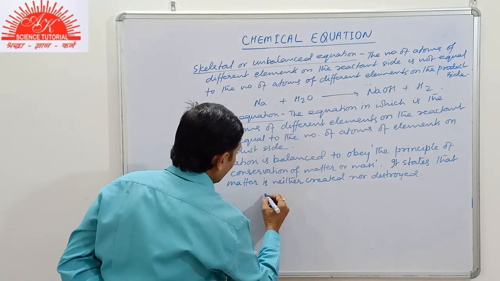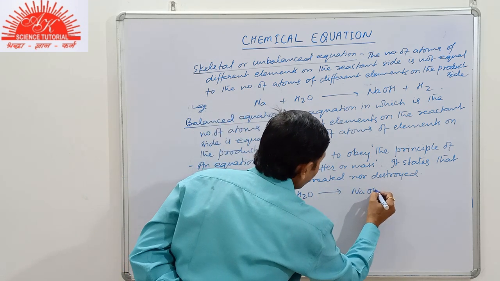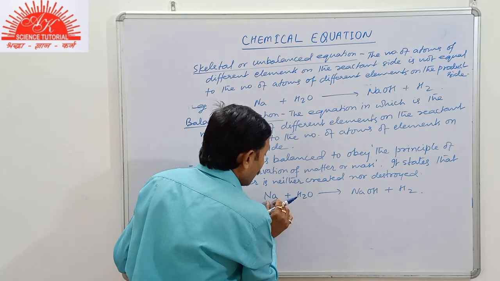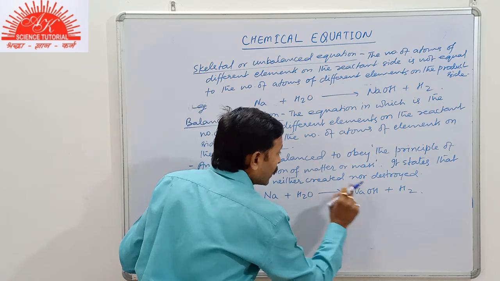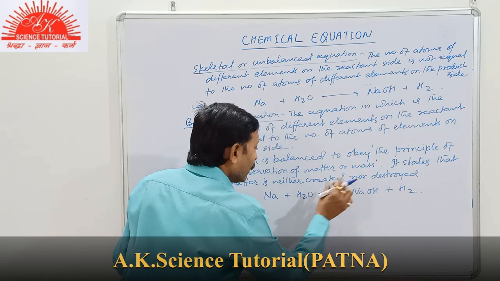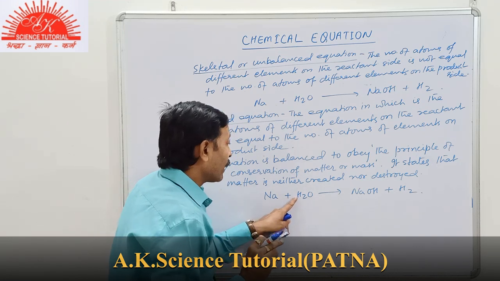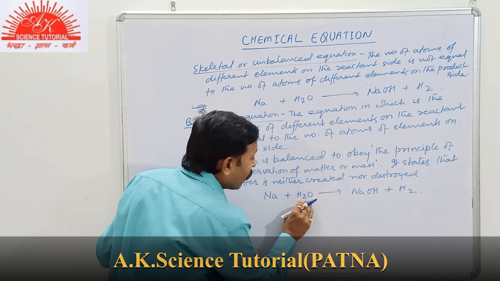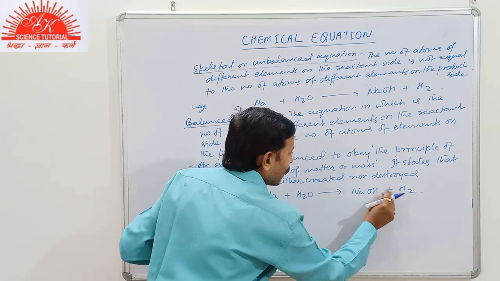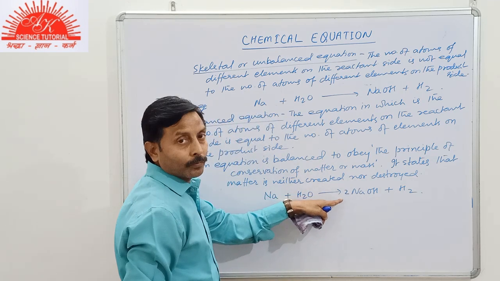So take this example again. Na + H2O gives NaOH + H2. Now you see, the number of sodium atoms is equal, the number of oxygen atoms is equal, but the number of hydrogen atoms on this side is 3, on this side it is 2. How can it be balanced? Now you see here, if there are 2 hydrogen atoms, it is an even number. On this side there is odd. So suppose this is even, but here it is odd. So we make it even also by keeping here 2.